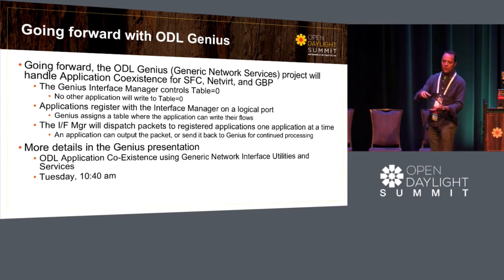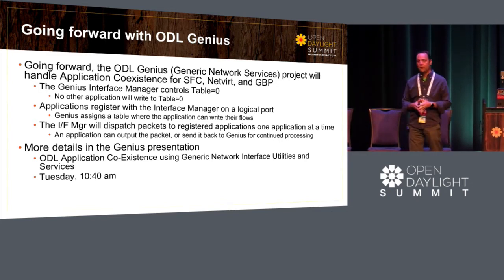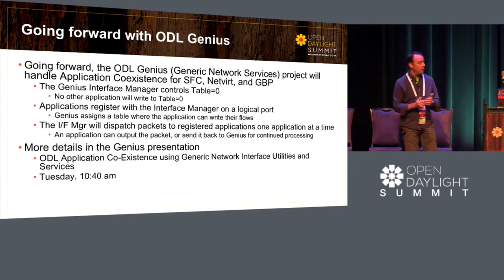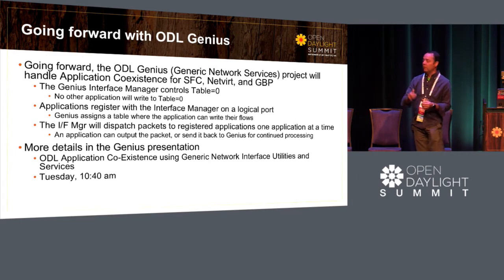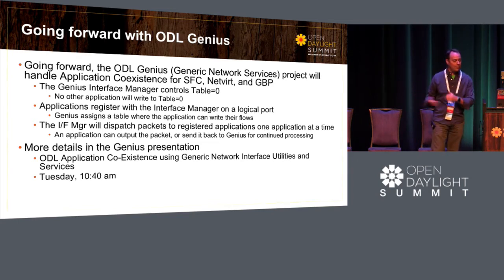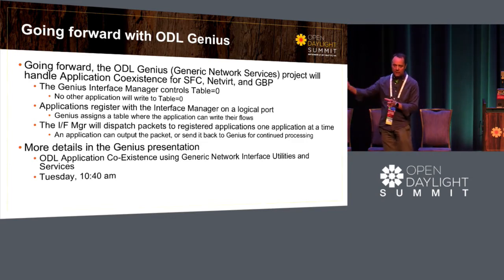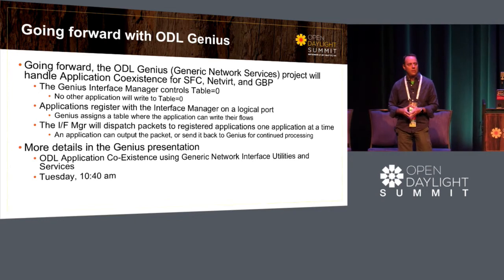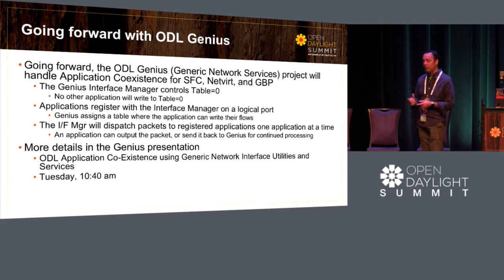Genius controls table 0. Then the applications register with Genius and say, I want to receive packets from a particular logical port. When you do that registration, you also send a list of instructions. In the context of OpenFlow programming, you say, when a packet comes in on that logical port, execute these instructions, which typically would be a go-to table, right? Go to my set of tables. And Genius will tell you, you can write to this table offset. So again, sliding the tables out. Then when there's that particular match from a particular logical port, the interface manager will dispatch packets to the registered applications.